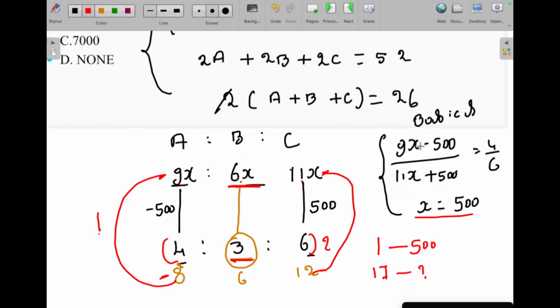Why are we making the 6 equal to 6? Yes, this and this I want to make equal. Then 8 and 12 are on both sides. 8 and 12, yes. The difference is 1. 9x minus 8, 11x minus 12, the difference is 1. One's value is 500.